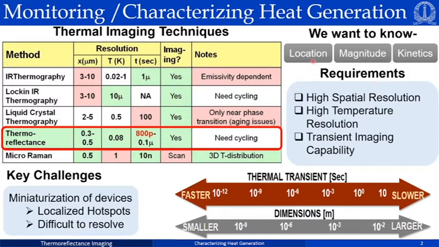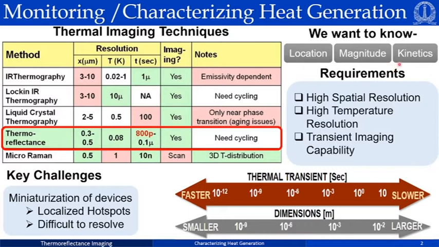Location of heat generation means we have to detect hotspots, so we need a tool which will provide us high spatial resolution. Magnitude, to properly detect magnitude changes in temperature in the lattice, we need a tool that would provide us high temperature resolution. That is, it can detect a very small delta T or change in temperature.